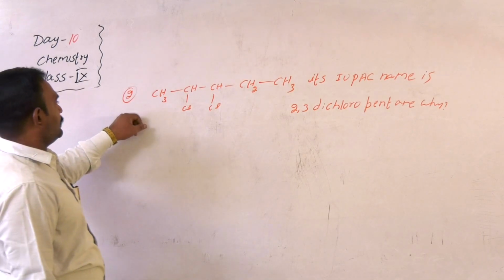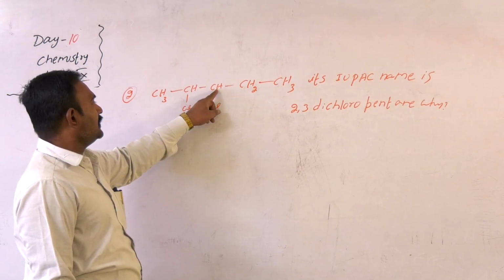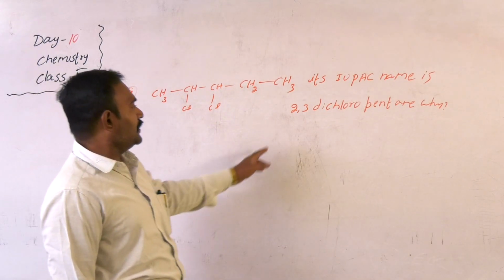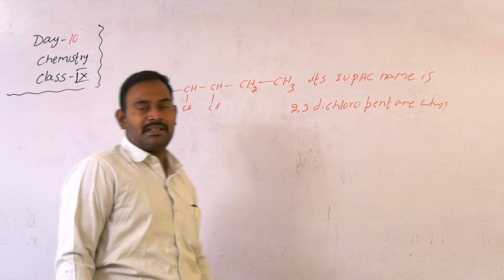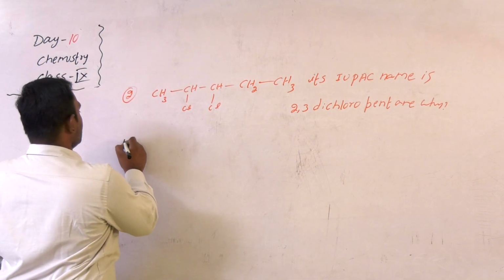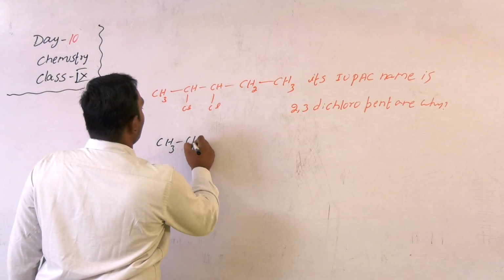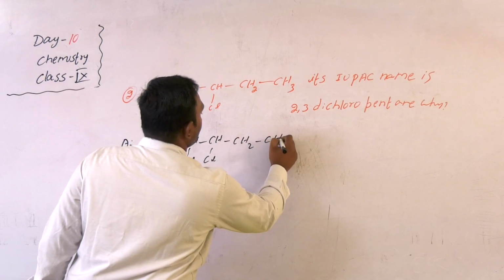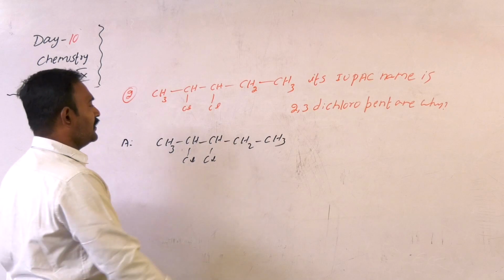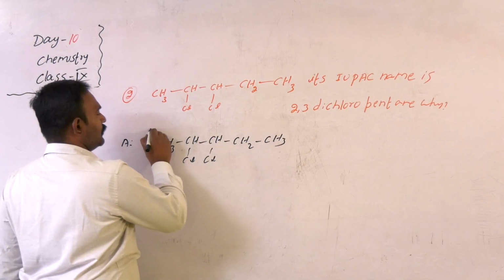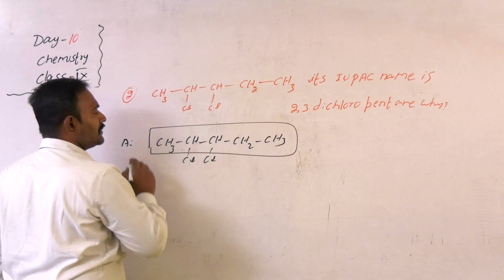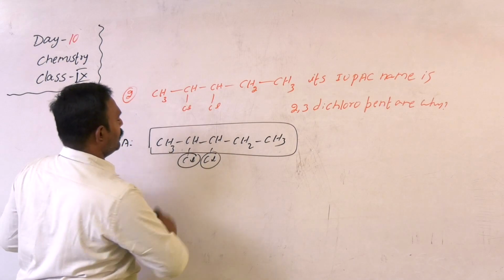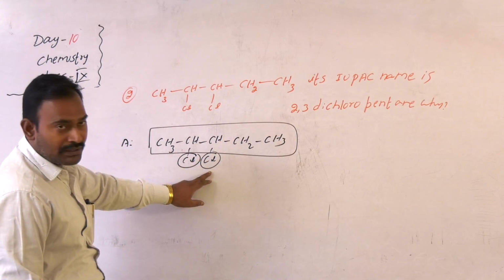Next, our second question is CH3, CHCl, CHCl, CH2, CH3. The IUPAC name of this compound is 2,3-dichloropentane. Explain why. So first of all, if you see this compound, according to rule 1, we have to select the longest possible continuous chain. 1, 2, 3, 4, 5. So it is our longest possible continuous chain. Next, these are the substituents, the chloro atoms, present in the compound.